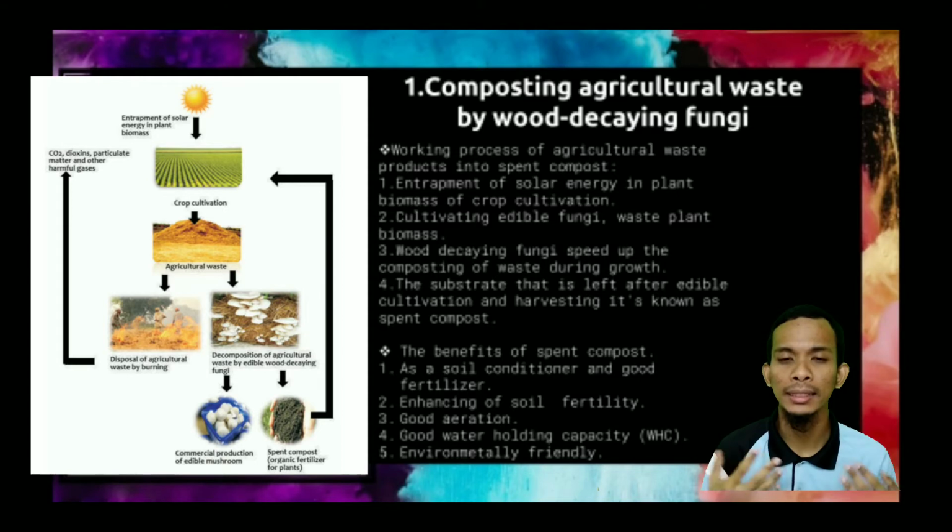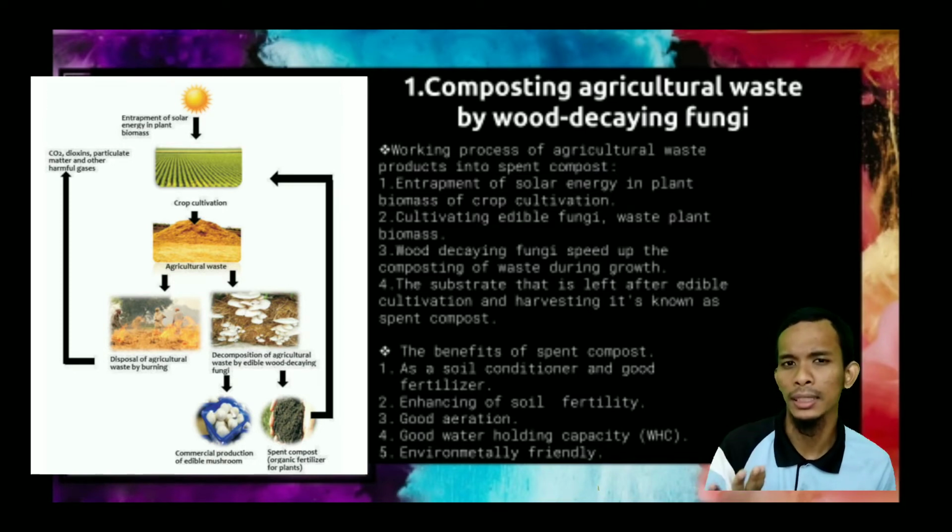Many scientists around the world are conducting research to find environmentally friendly methods to convert agriculture waste into valuable products. In this case, for example, the wood decaying fungi have big potential to convert this waste into organic fertilizer. How does this process work to turn agriculture waste into organic fertilizer?